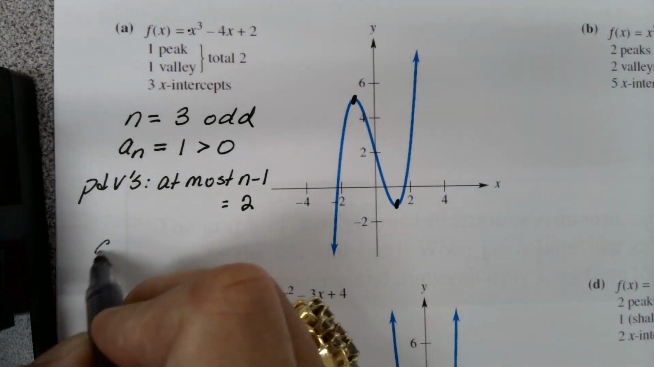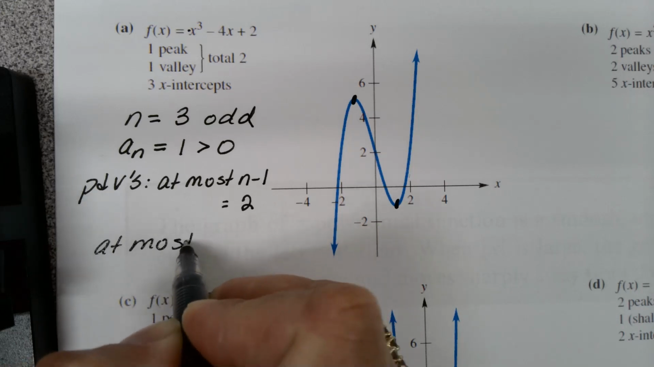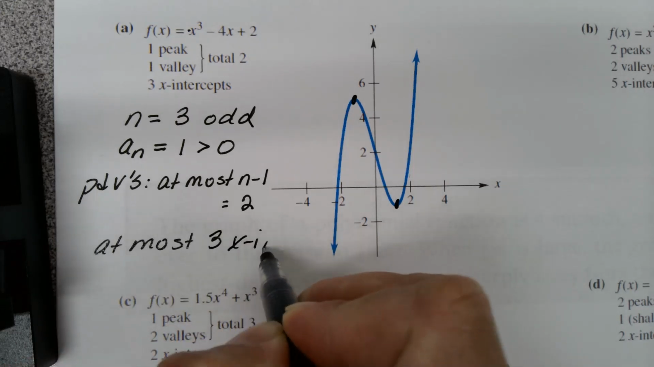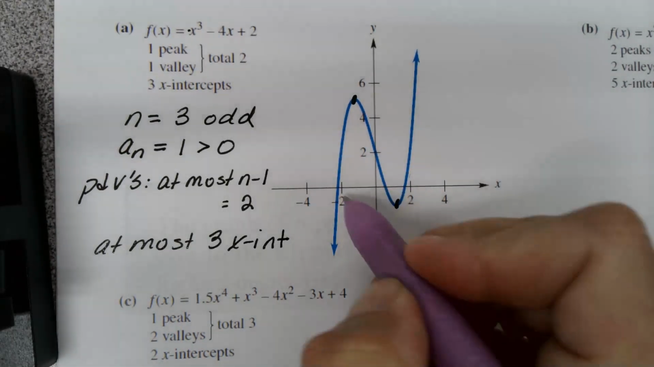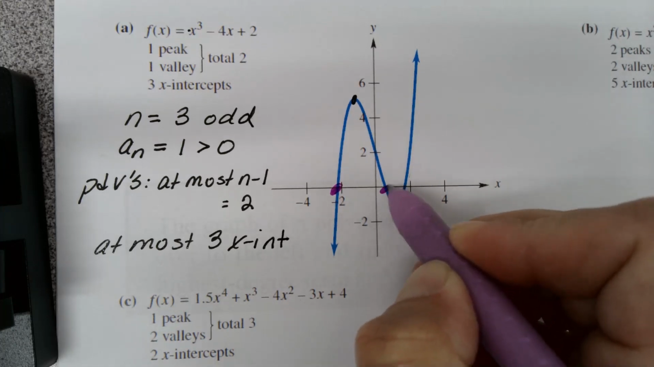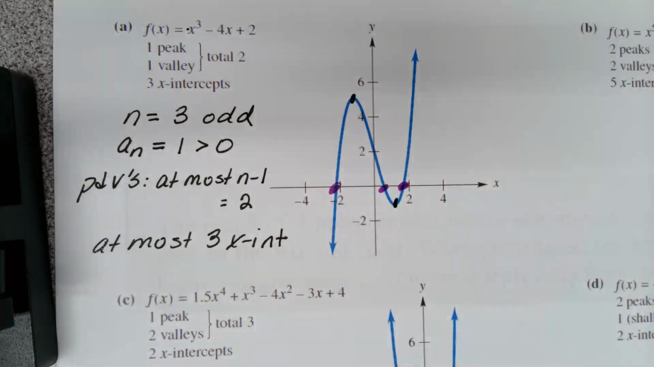And we know that we can have at most 3 x-intercepts. And we do have 3. We have 1 right here, 1 right there, and 1 right there. Questions so far on that? Just deconstructing what we've seen in the prior slides.